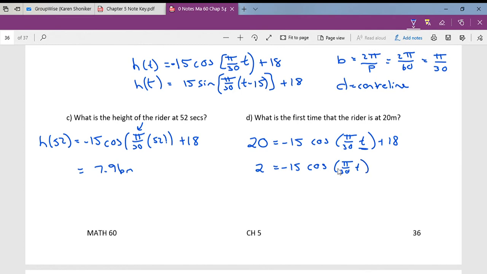Then you're going to divide by negative 15. So I'm going to get negative 2 over 15. Then to get the t by itself, you're going to do the opposite of cos. So you're going to do inverse cos, again, make sure you're in radians, of -2 divided by 15.